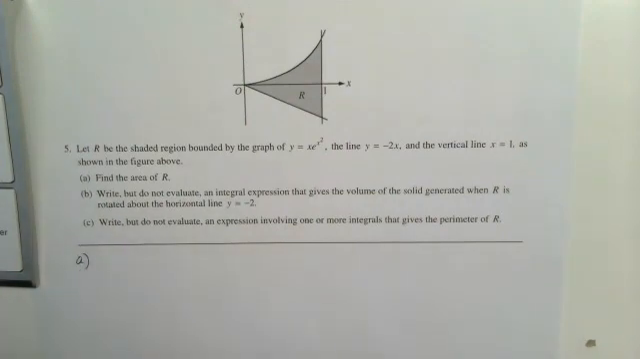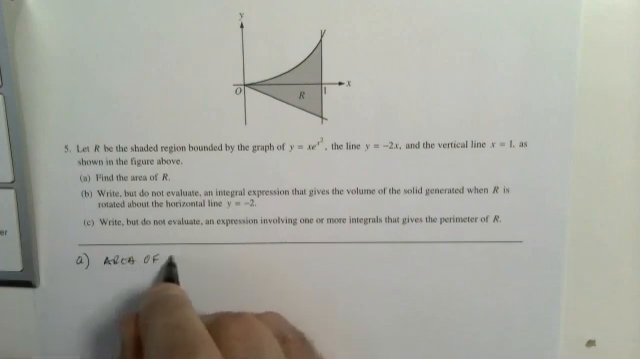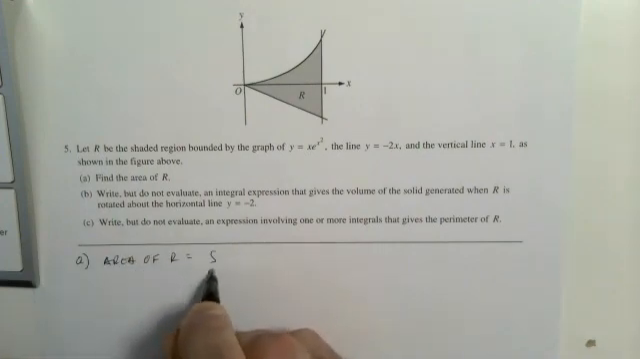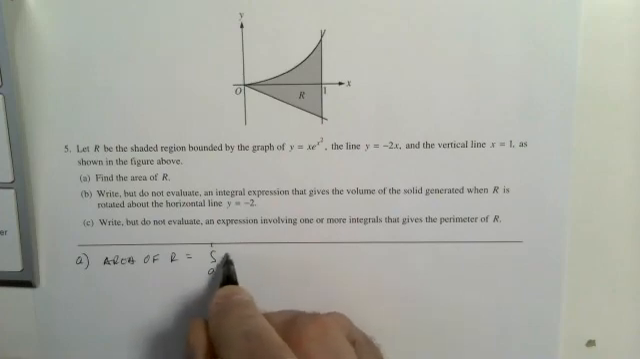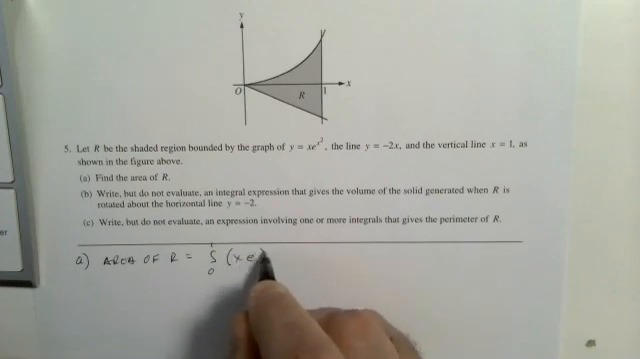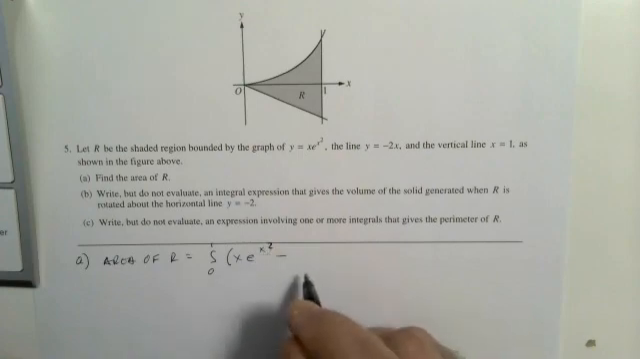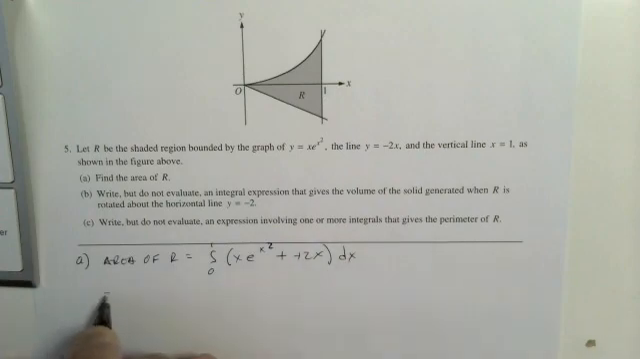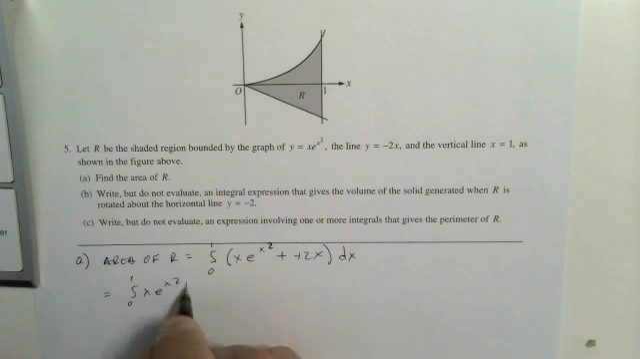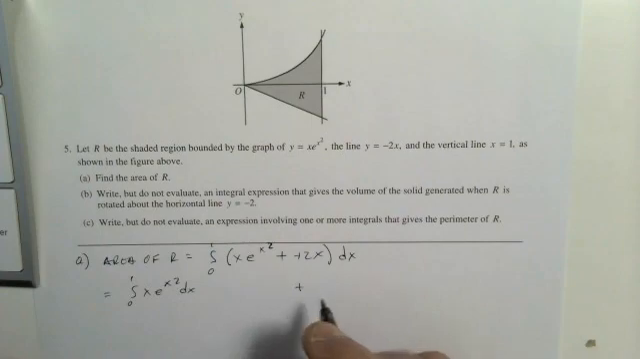A. Area of R equals integral 0 to 1 of the top one, x e to the x squared, minus the bottom one, negative 2x, equals integral 0 to 1, x e to the x squared dx, plus, I'm going to definitely leave space, 2 integral of x dx 0 to 1.